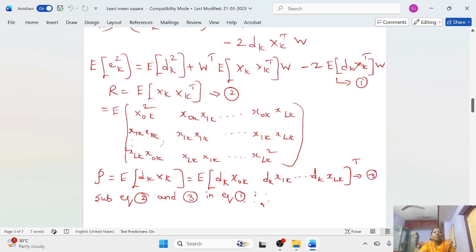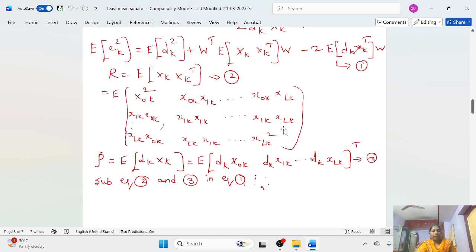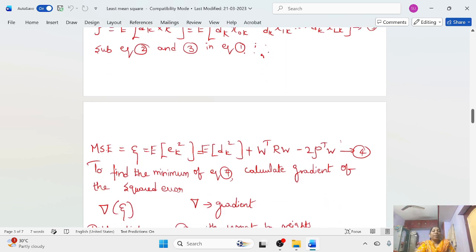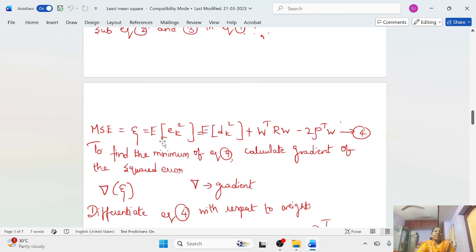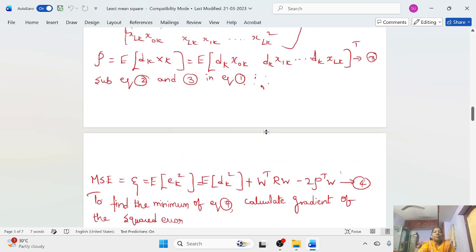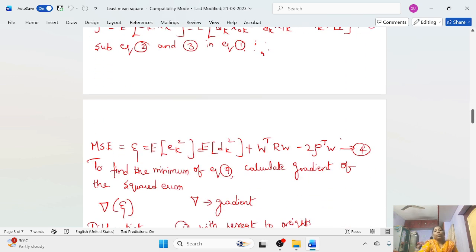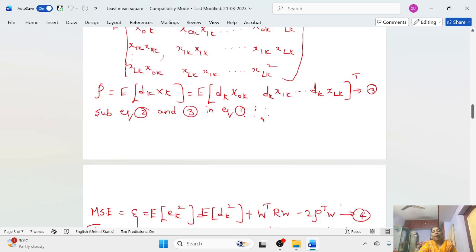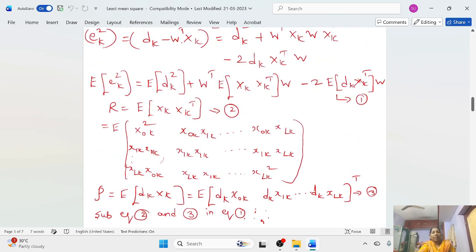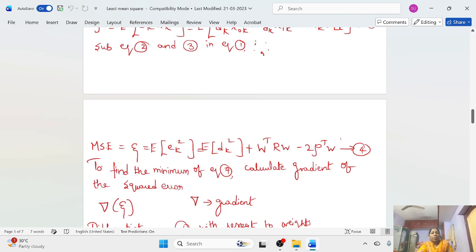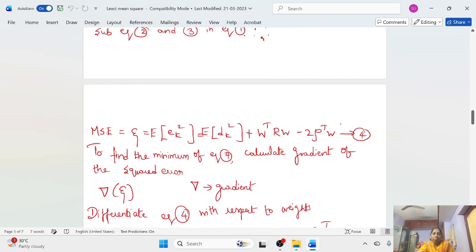So, you have to substitute equations number 2 and 3 in equation 1, so we can express it in short form. When you substitute it, we will get the mean square error, expectation of ek squared, equal to expectation of dk squared plus w transpose into R into w, minus 2 into rho transpose w. Here this one we call rho. So, rho transpose w, and mark it as equation number 4.